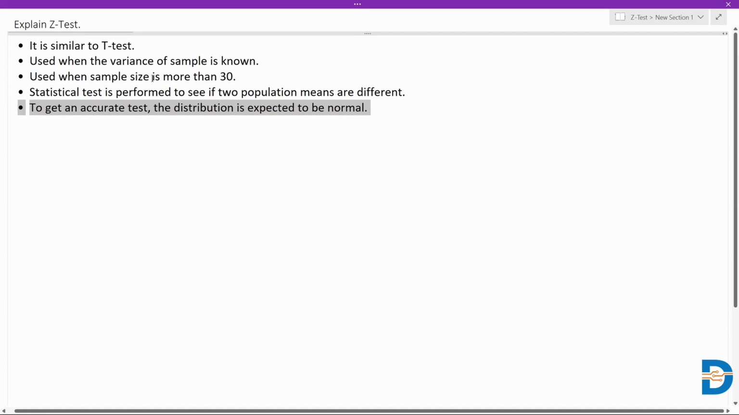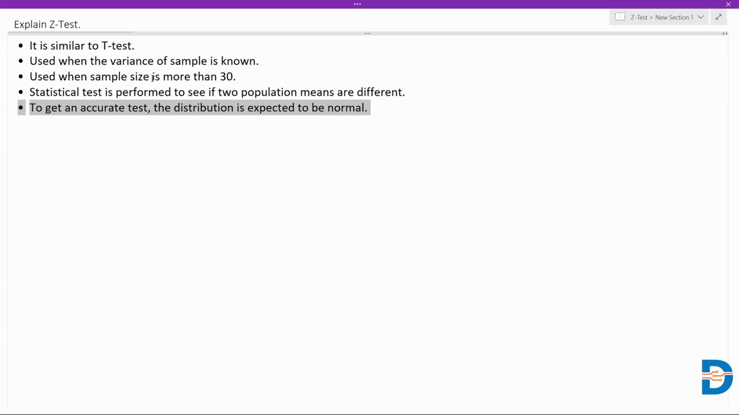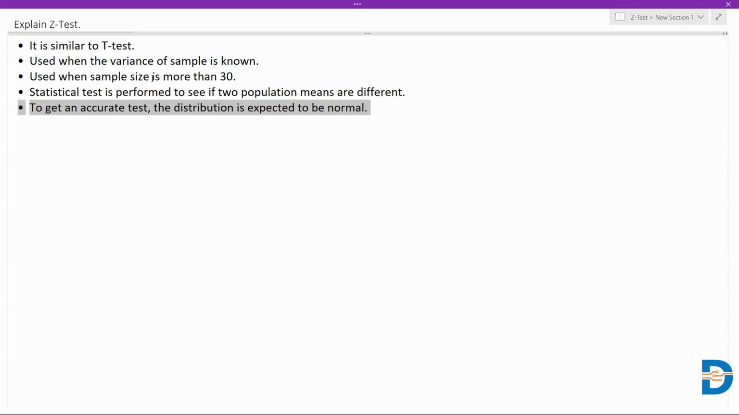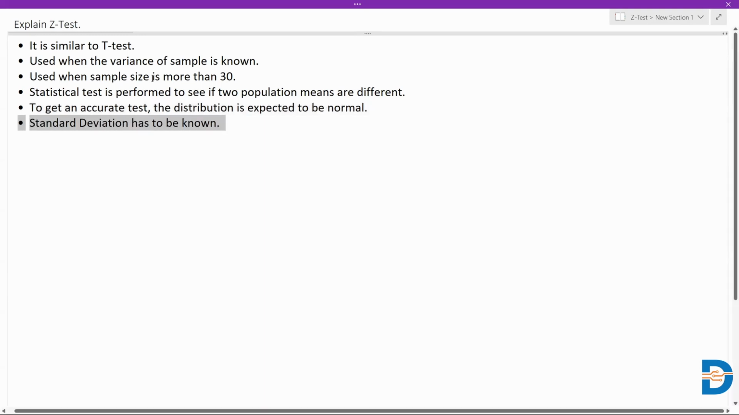And in order to get this test as accurate as possible, the distribution of the particular sample is expected to be normally distributed. So we do expect that the sample has to be normally distributed. If not, either we may have to use another method, or we may have to normalize the distribution, or convert it into a normal distribution, because Z-test would only give proper accurate results if the distribution is normal.